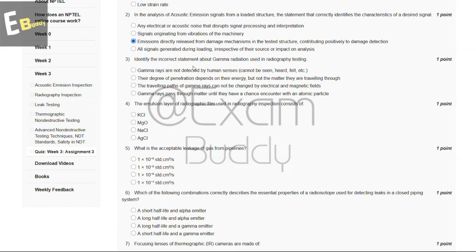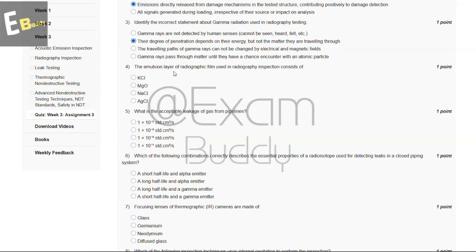Identify the incorrect statement about gamma radiation used in radiography testing. So these are the options, and the answer for our third question is B. Their degree of penetration depends on their energy, but not the matter they are traveling through. And now let's go to our question number 4.